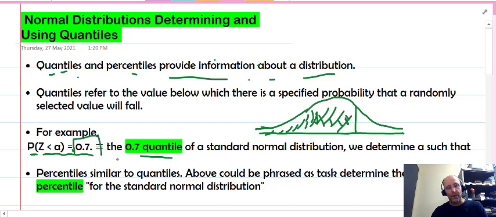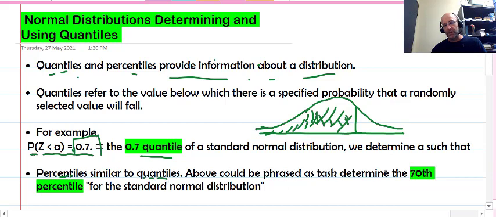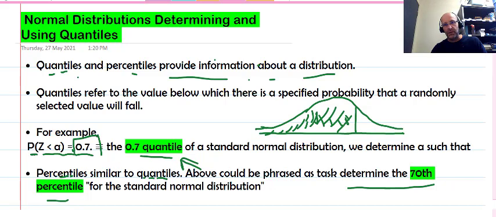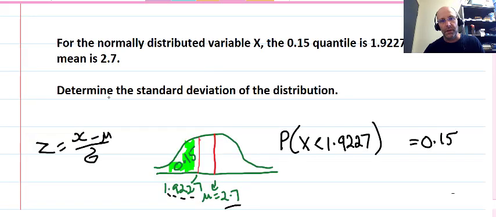So the 0.7 quantile corresponds to where we put that line such that we get 0.7 probability of a random value falling below that on a normal distribution. Percentile is pretty much a very similar idea. We would call this task here, determine the 70th percentile for this normal distribution. So a 0.7 quantile means a 70th percentile. They're very similar, and they're used interchangeably, I suppose.